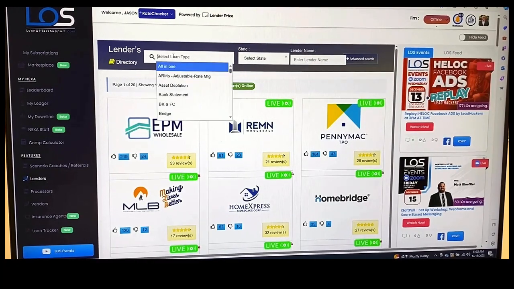I'm going to first go over different types of loan programs here. And I want you to pay attention up here. I'm not going to read them all off, but I'm just going to scroll down here and hit some highlights.